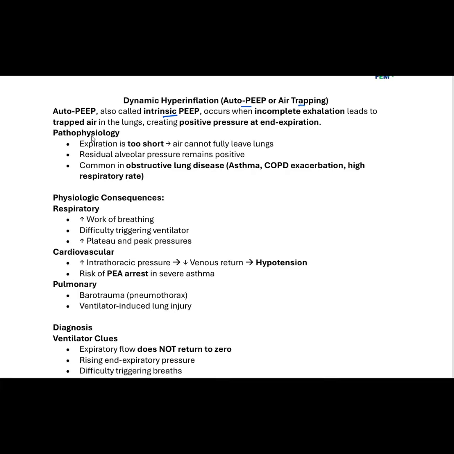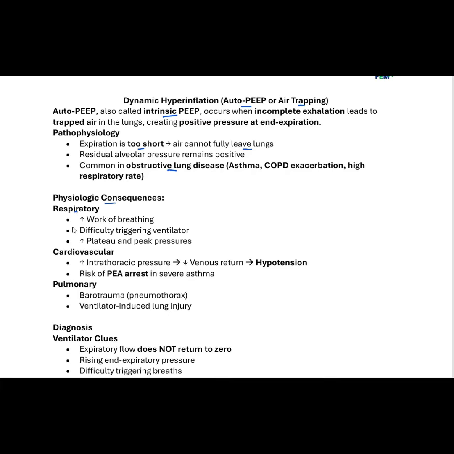So when we look at the pathophysiology, expiration is too short and air cannot fully leave the lungs. This is common in patients who have obstructive lung disease, whereby they're having problems with exhalation, like patients who have asthma exacerbation, COPD exacerbation, or if the respiratory rate is set too high. Those patients are going to have very short expiration. That means they're going to do what? Gas trapping. So they're going to have incomplete exhalation. And guess what? The vent will just keep delivering more tidal volume to them, and they continue to have what? Gas trapping.